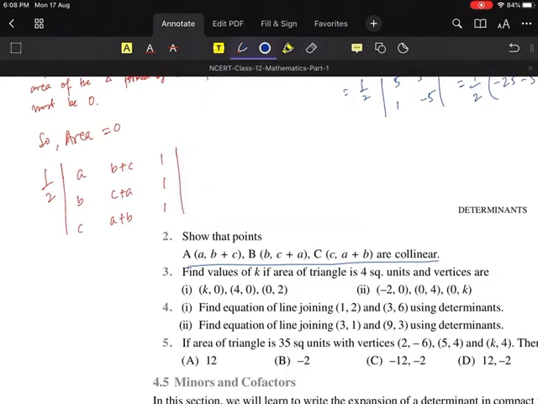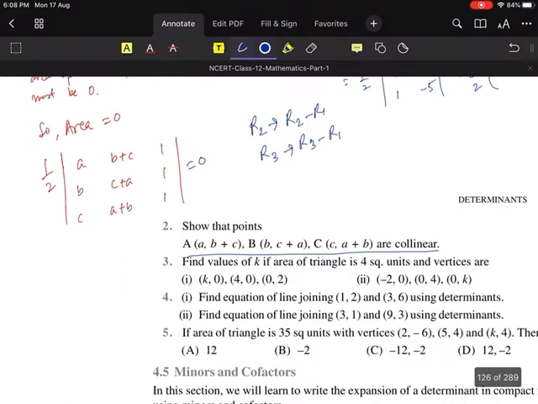So if I do the operations in my graph, what I get is this is equal to 0. R2 implies R2 minus R1, and R3 implies R3 minus R1. Understood? Okay. So it will become what? The half will go because it is equal to 0. So I get A, B plus C, 1, R3 minus R1, B minus A, R2 minus R1, B minus A, this minus this will become what? C plus A minus B plus C. A minus B. Yes or no?